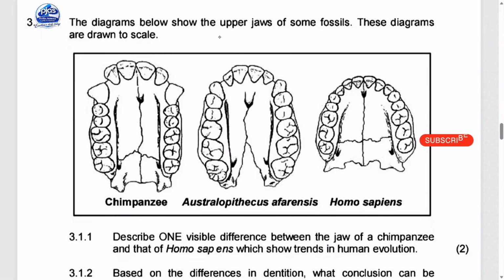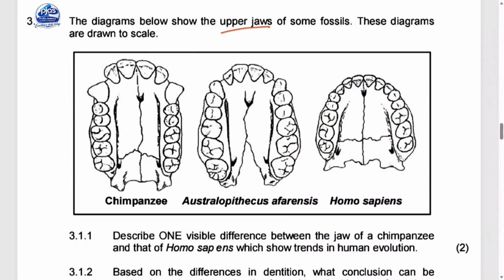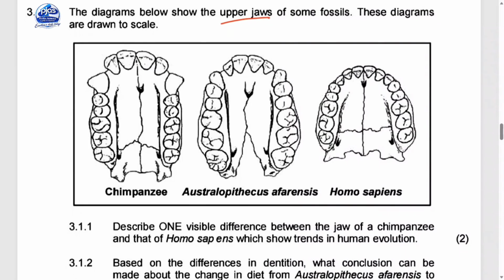The diagram below shows the upper jaws of some fossils. These diagrams are drawn to scale. We can see the upper jaw, or the palate, of a chimpanzee, Australopithecus afarensis, and Homo sapiens.